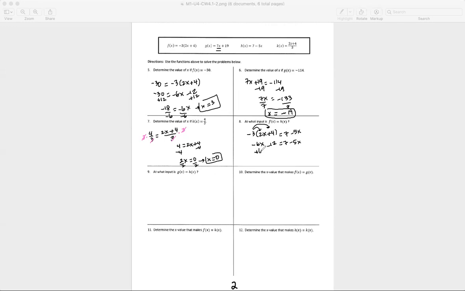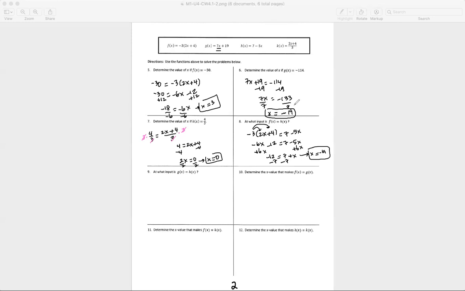And then by adding 6x to both sides, you get negative 12 equals 7 plus x. And then by subtracting 7 from both sides, you get negative 19 equal to x, or x equals what? Negative 19. So this is the value for which f of x is equal to h of x. Now, double checking: negative 6x minus 12, 7 minus 5x. You get x equals negative 19.